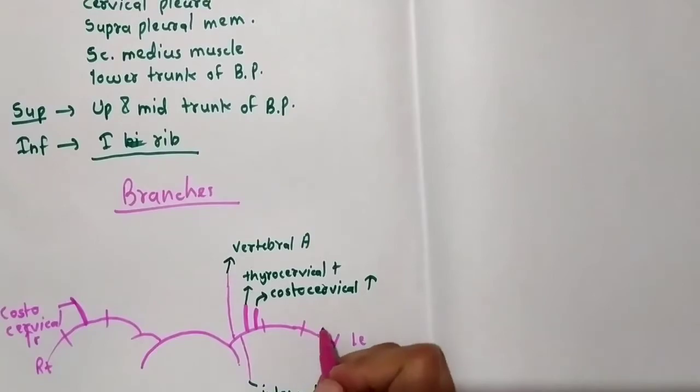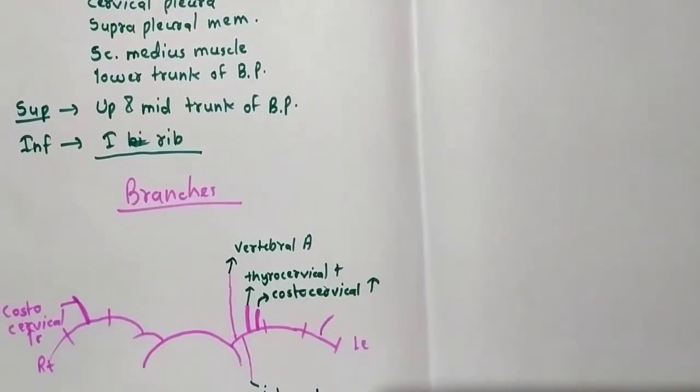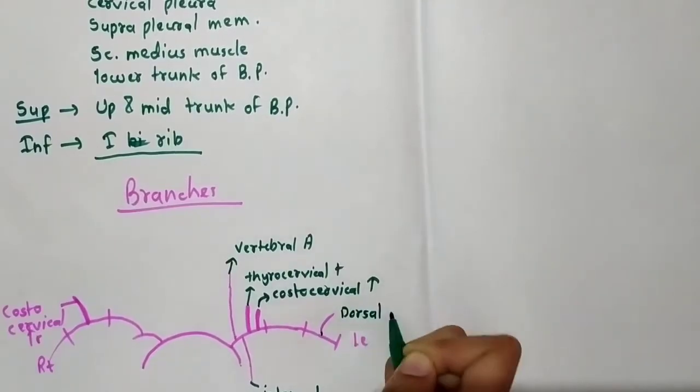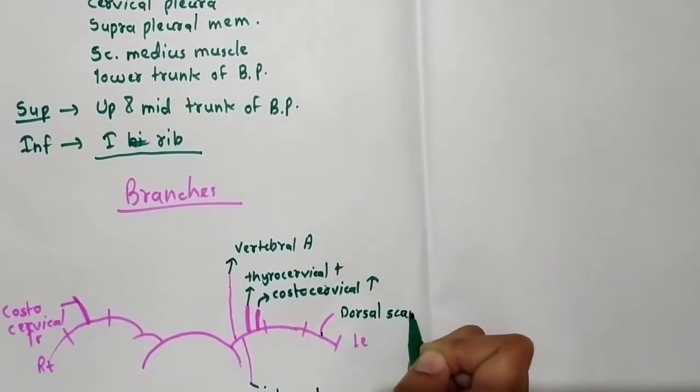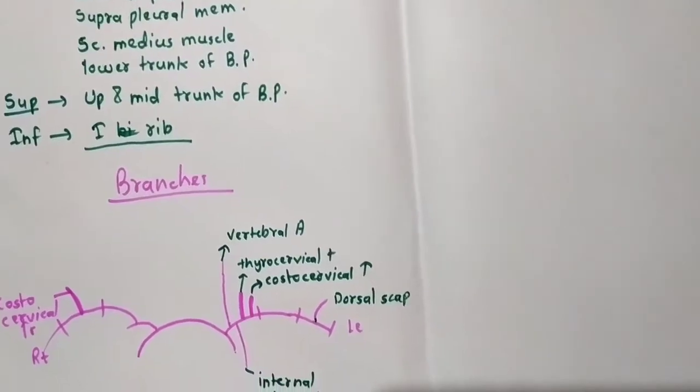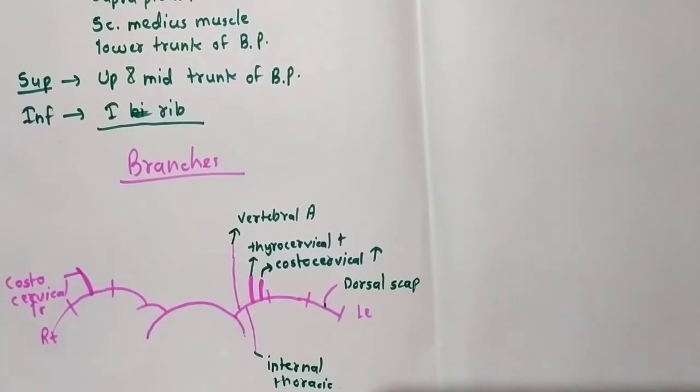Now from the third part there is the dorsal scapular artery, which is not present in every individual. It is a rare or occasional artery. It is present in some individuals, not in everyone.